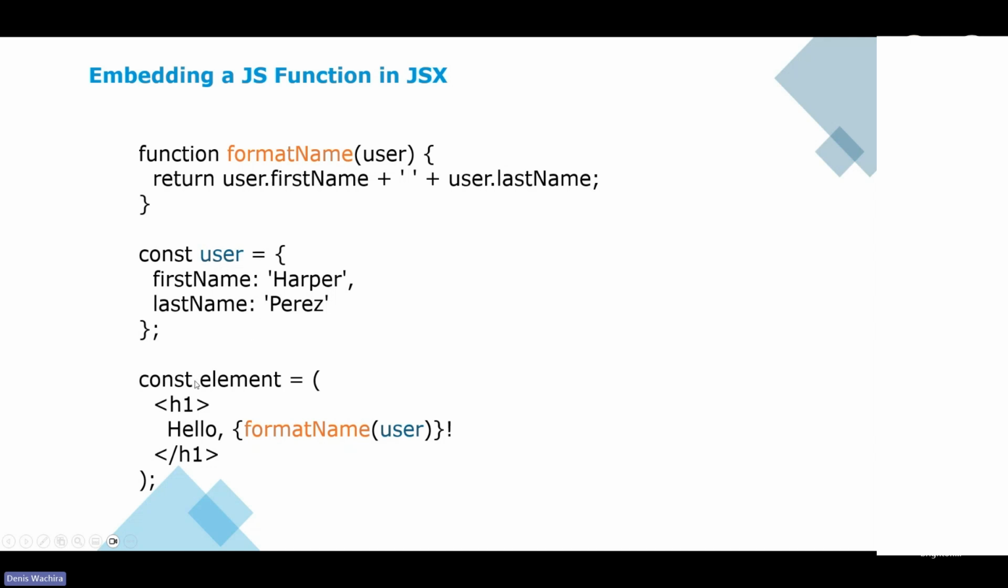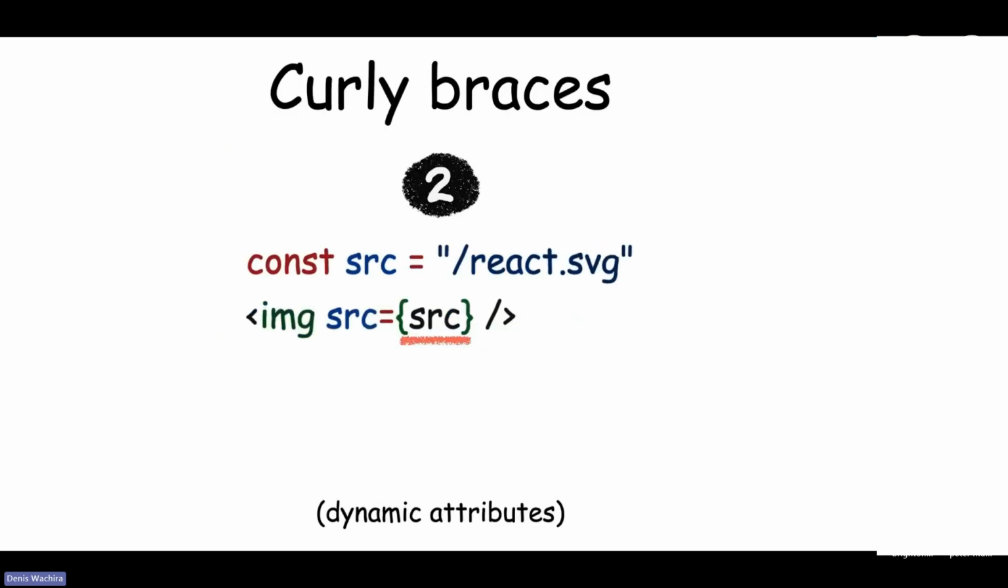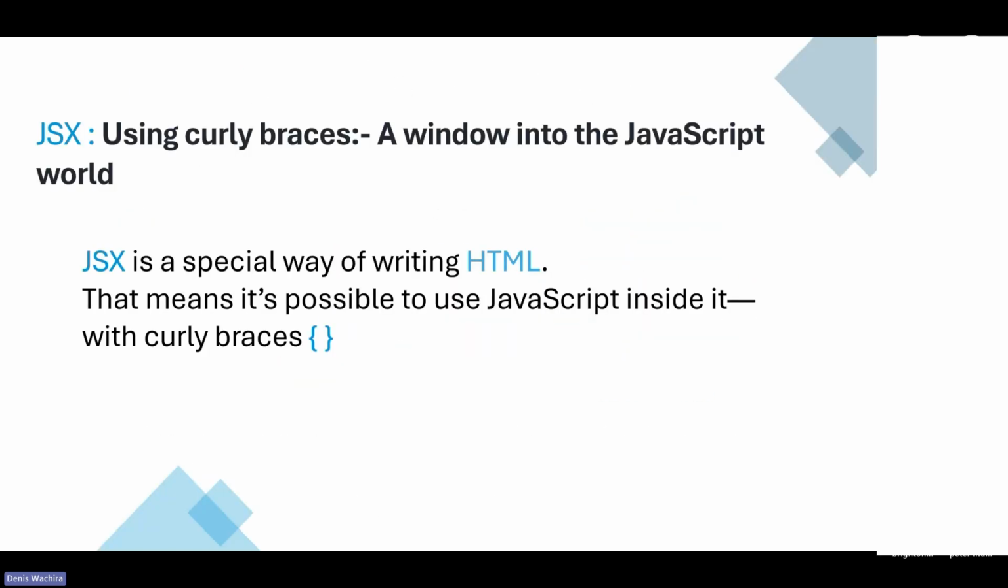So our element can be our h1, then we write hello, then the curly braces to indicate it's JSX, then we call our function, which is this formatName, then we pass our argument, which is this object, the user. With that, we can call this function dynamically in our HTML. Remember what we said, JSX helps you embed what, in the first PPT here.